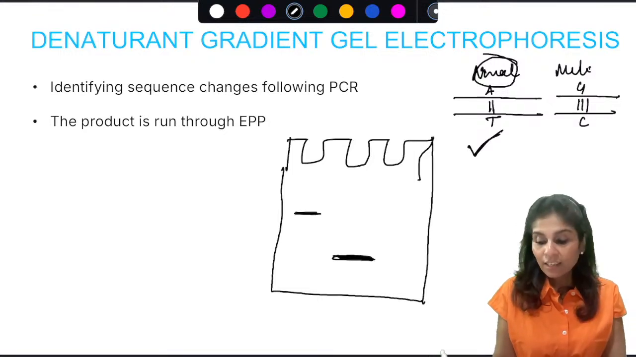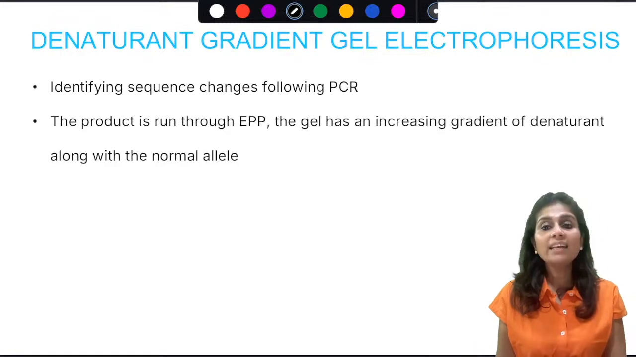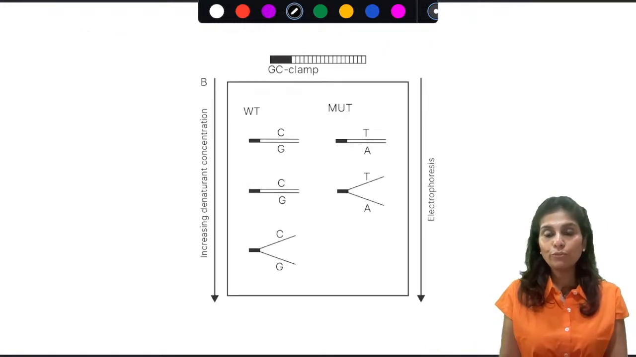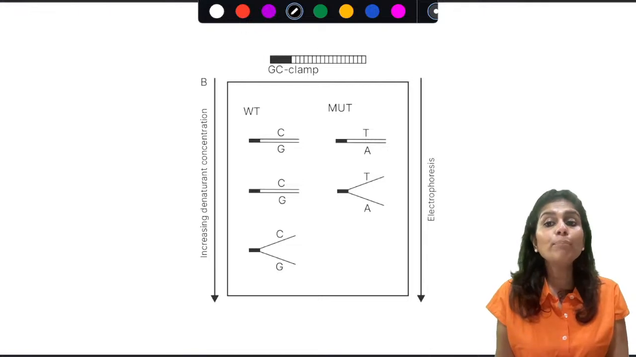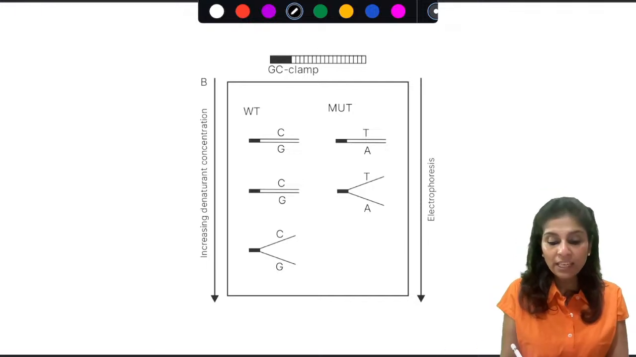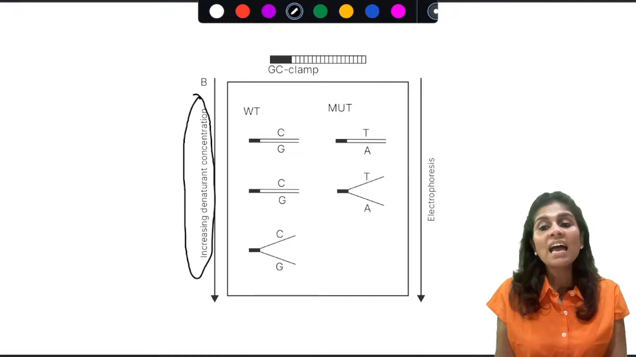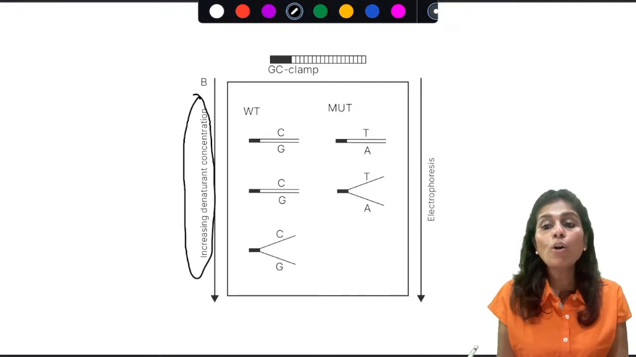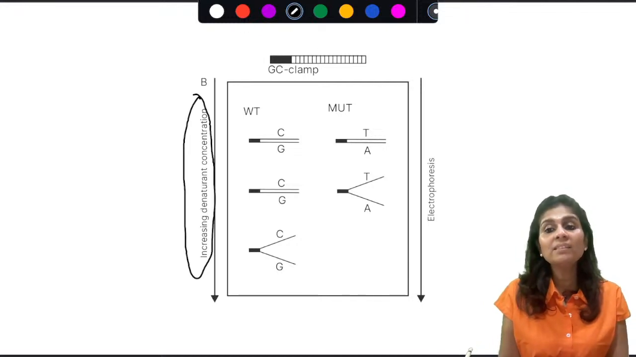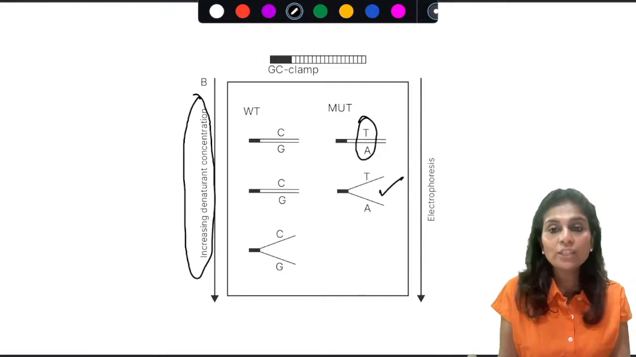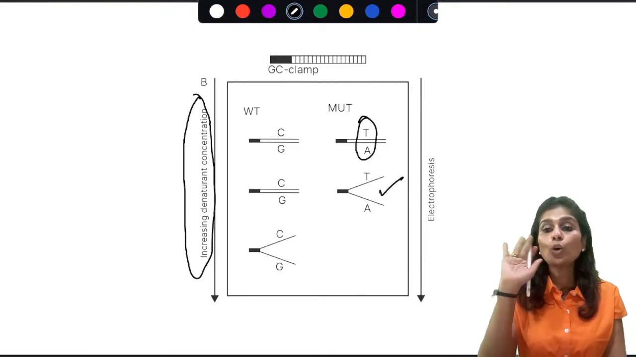Do you get it? So what do we do in denaturant gradient gel electrophoresis? In denaturant gradient gel electrophoresis, we allow the PCR product to run through electrophoresis, the gel of which has increasing gradient of denaturant. Increasing gradient of denaturant. And depending upon the sequence, the point at which denaturation happens differs. If there is AT sequences, denaturation happens faster and it stops there.